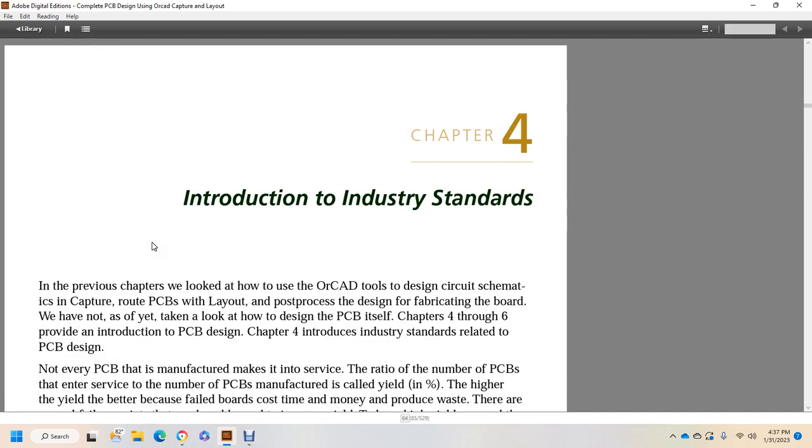of circuit schematics, and in the Capture route with the PCB with the Layout post-processing for the design fabrication of the board. We have not as yet taken a look at how to design a PCB itself. Chapters 4 and 6 provide an introduction to PCB design. Chapter 4 introduces industry standards related to PCB design.